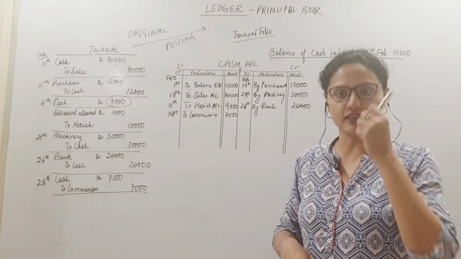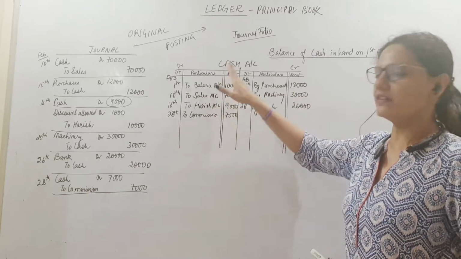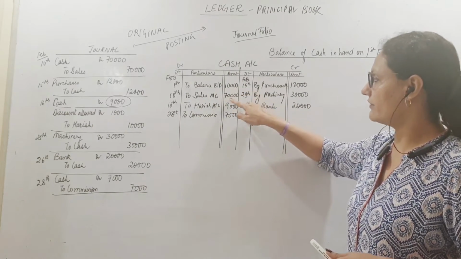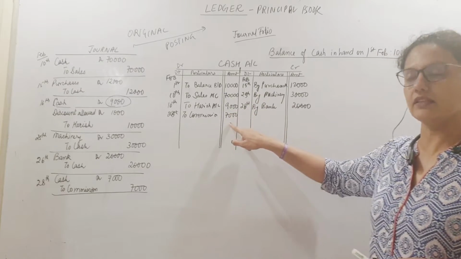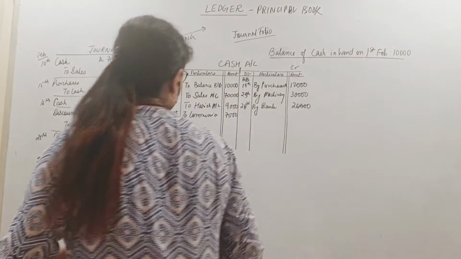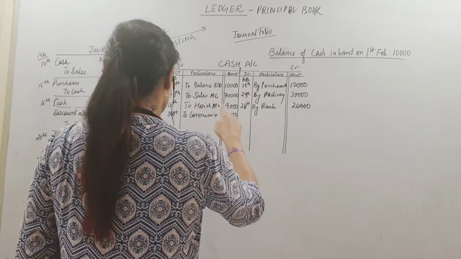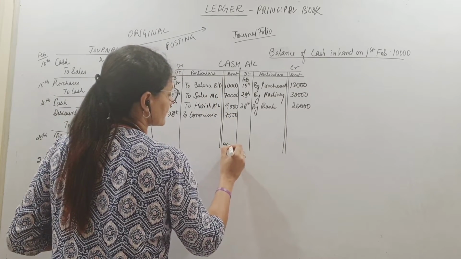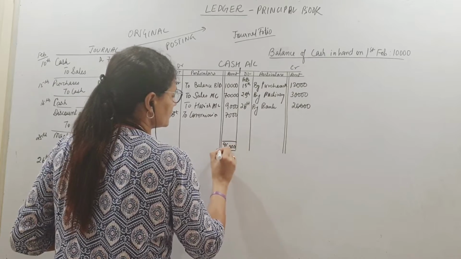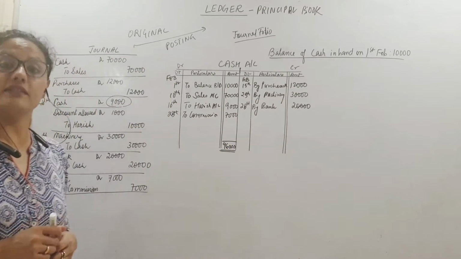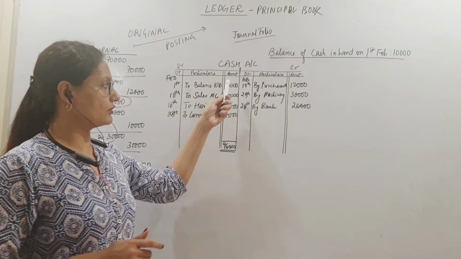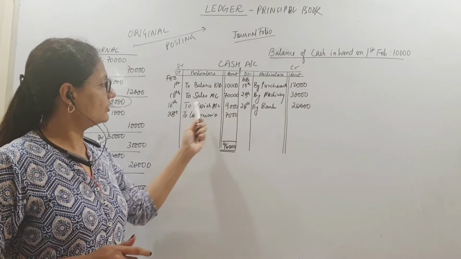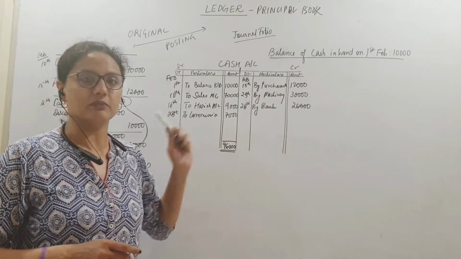And how do I find that out? Whatever I have received is written here. Only I have received 10,000, 70,000, 9,000, 7,000. So how much is that totaling to? 16, 17 and 10. So 96,000. Okay? 96,000 is what I have received in all. Because there was 10,000 at the beginning, then I sold goods, then Harish paid me, and I received commission.